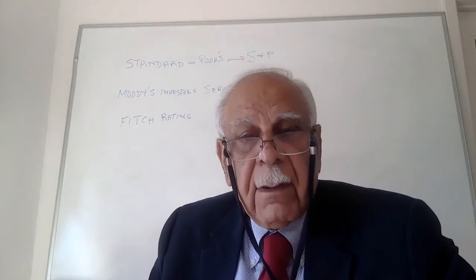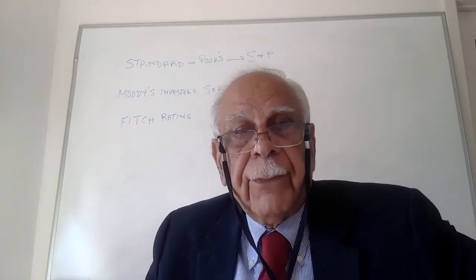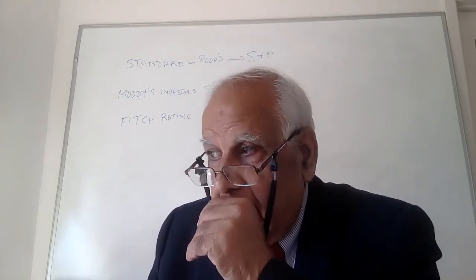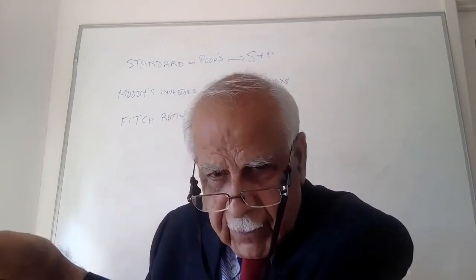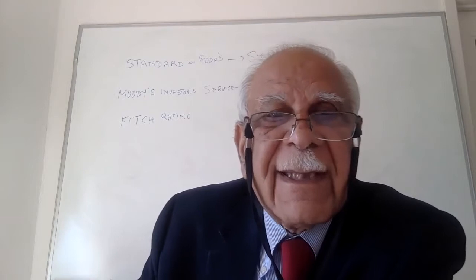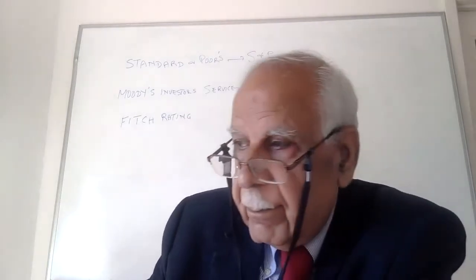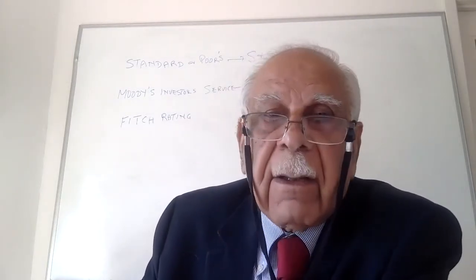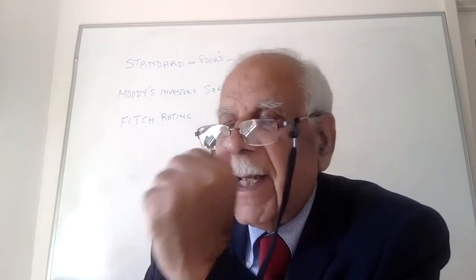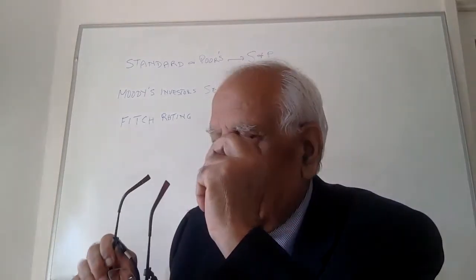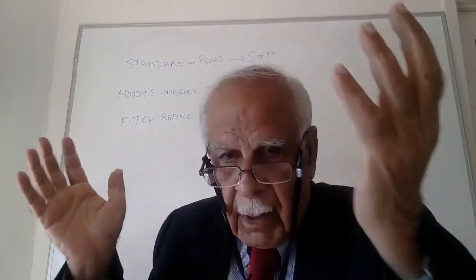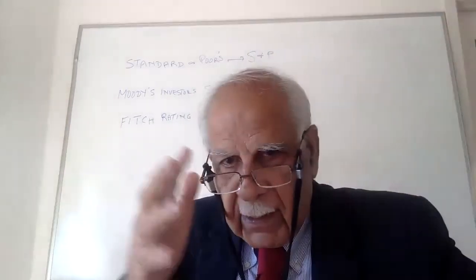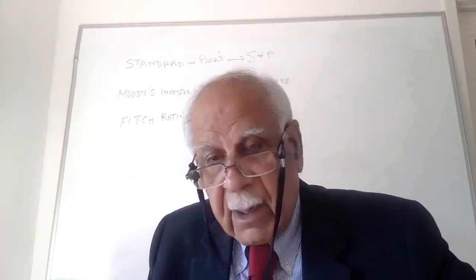Here are three names, particularly the top two, which are very common. We use a lot of those two companies in the United States. You can subscribe to them. It's called Standard and Poor's, but generally we refer to them by the acronym S&P. They just look at the company in the past and the present, what it may be in the future, and they come up with an assessment.